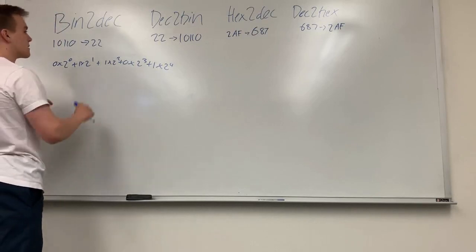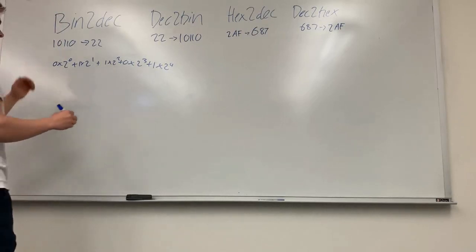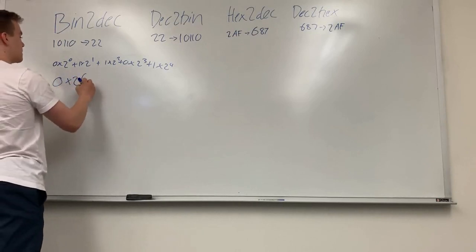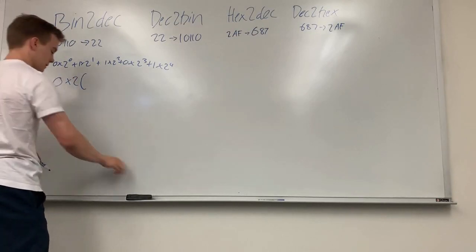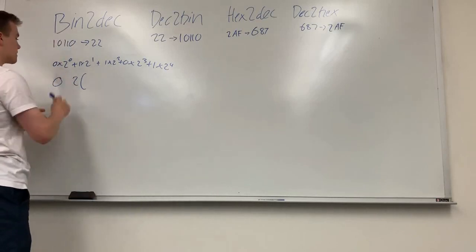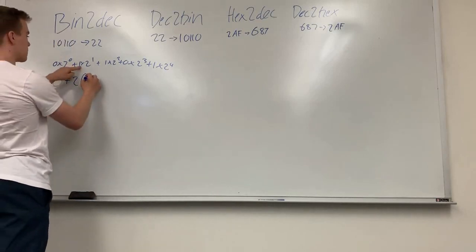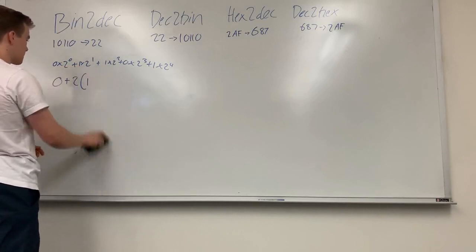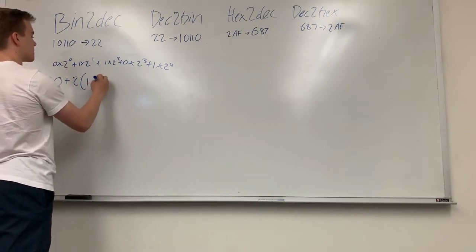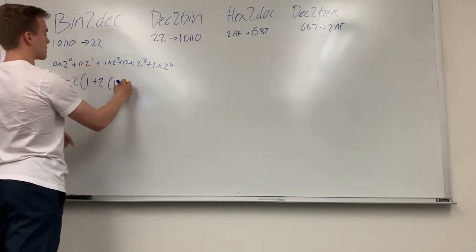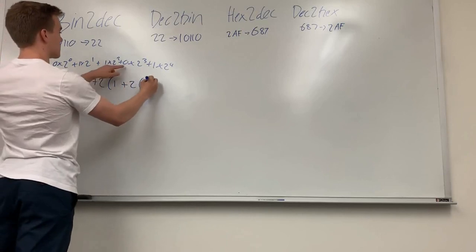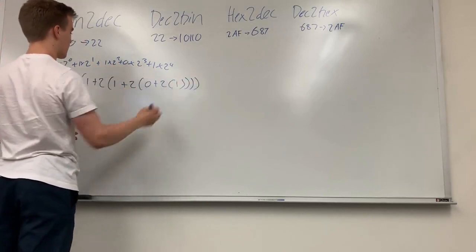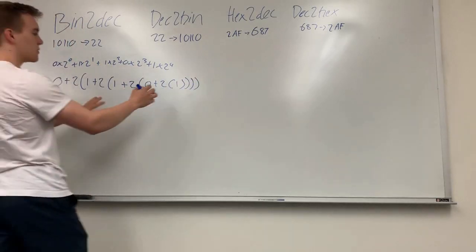But if you understand this, then maybe you'll understand if I keep rewriting this number one more time as 0 plus 2 times 1 plus 2 times 1 plus 2 times 0 plus 2 times 1. Messing up my plus and multiply now. Okay. I'm going to show you how this makes sense.